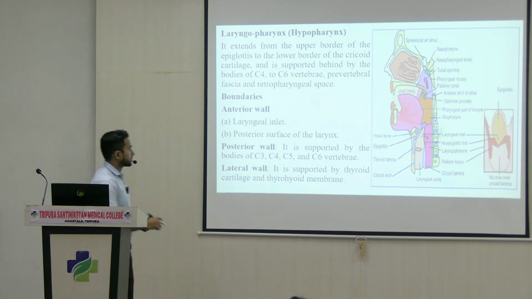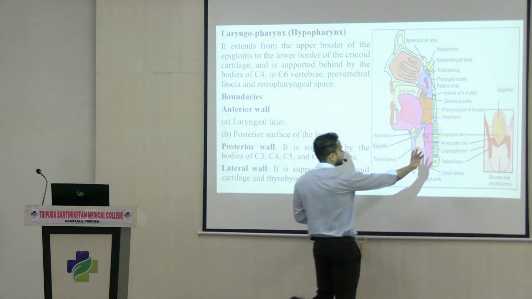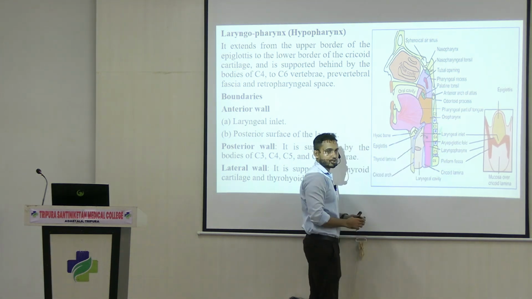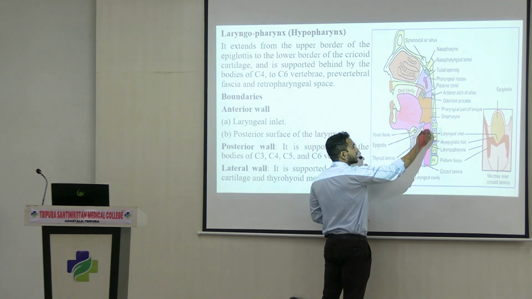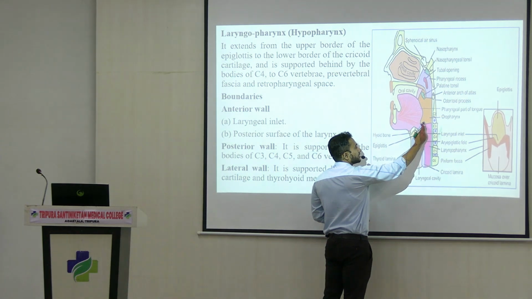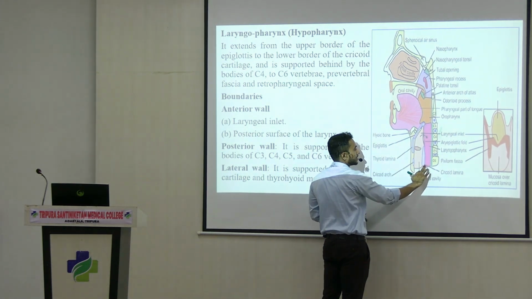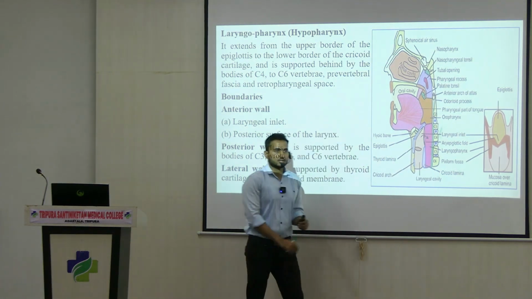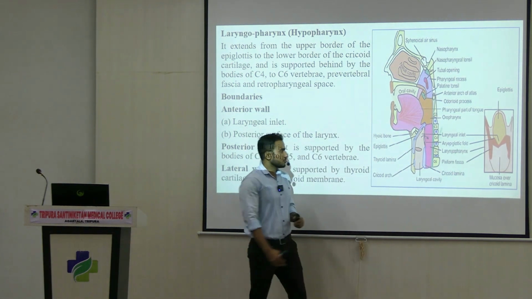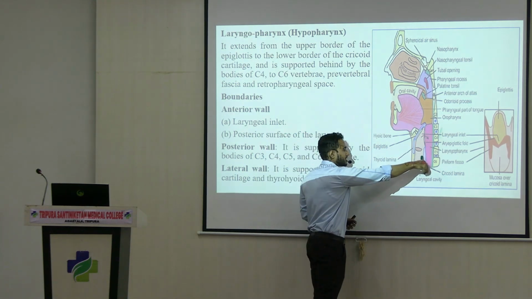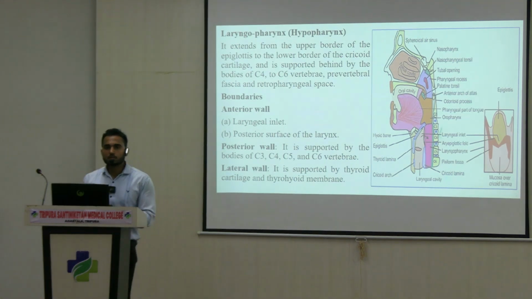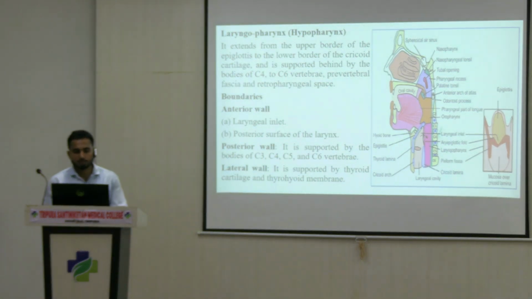Okay, look here. I am talking about this particular part. So this is the oropharynx. Already we have discussed, if you remember, oropharynx. So this is the upper part of the epiglottis, and this is the cricoid cartilage. So this particular part is the laryngopharynx, also called as hypopharynx. Beyond that, the pharynx continues as esophagus. Now here also you have to know the boundaries. So which boundaries will come here?